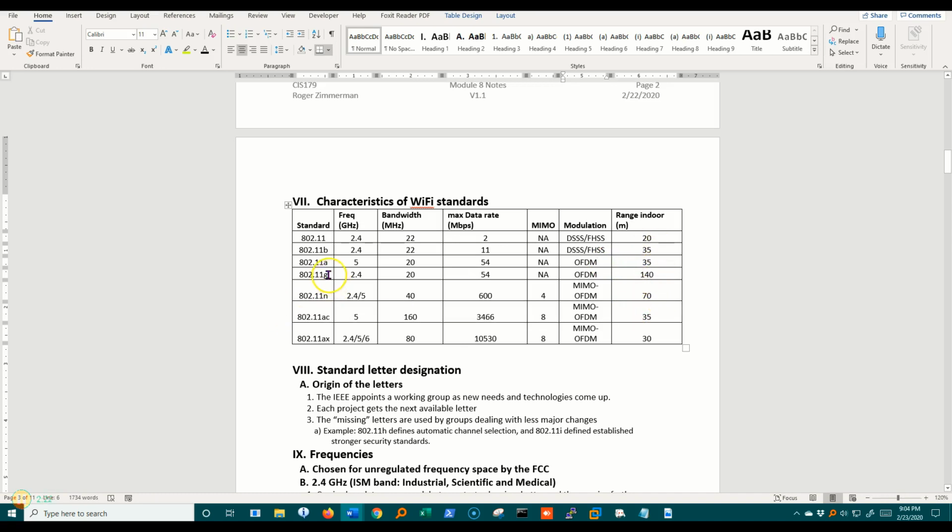But then here with G, we actually went back to 2.4 and we had the OFDM. And this combination of them now, we're able to get this great range. Now when we went to N, we began to start using 5 again, dual band stuff, and MIMO actually hurt us a little bit in range, although it helped us with data rates. It doesn't help with the range, and so we lost. So we went about half of what we were able to get with G.